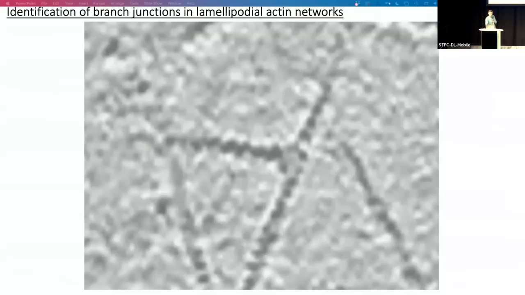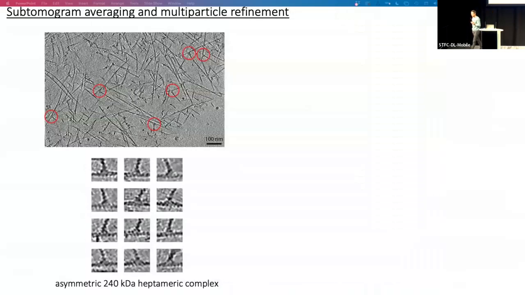So we said, good, we have to find those now. And we can, of course, manually pick. We had 150 tomograms. My postdoc was not excited. So we said, okay, let's try template matching. And that worked reasonably well after cleaning out by classification afterwards. And you can see here some examples of these branch junctions.